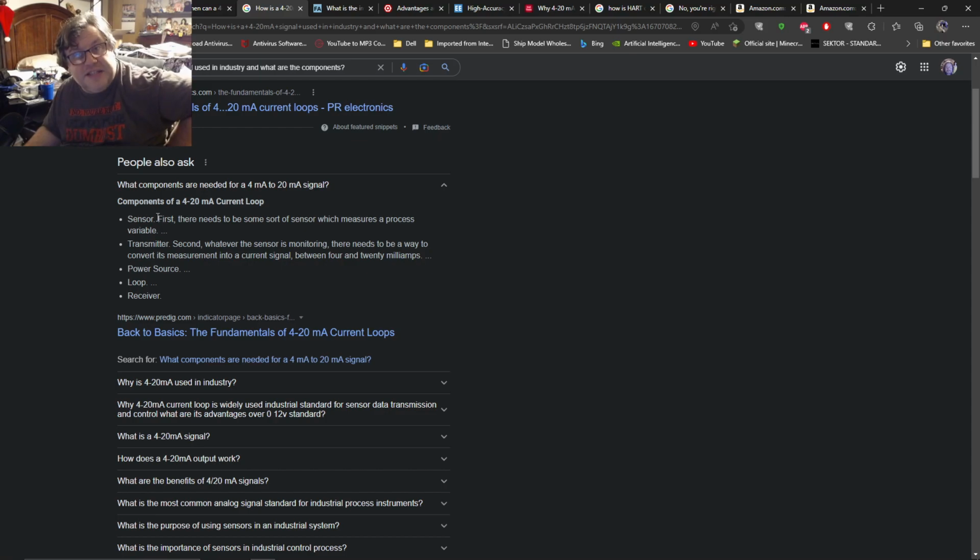First of all, you need a sensor. There needs to be some sort of sensor which measures a process variable. There you go. Next, you need a transmitter. This is second to none. Whatever the sensor is monitoring, there needs to be a way to convert its measurement into a current signal between 4 and 20 milliamps. Next, you need your power source. Next, you need your loop. And next, you need your receiver. Last but definitely not least. There you go.